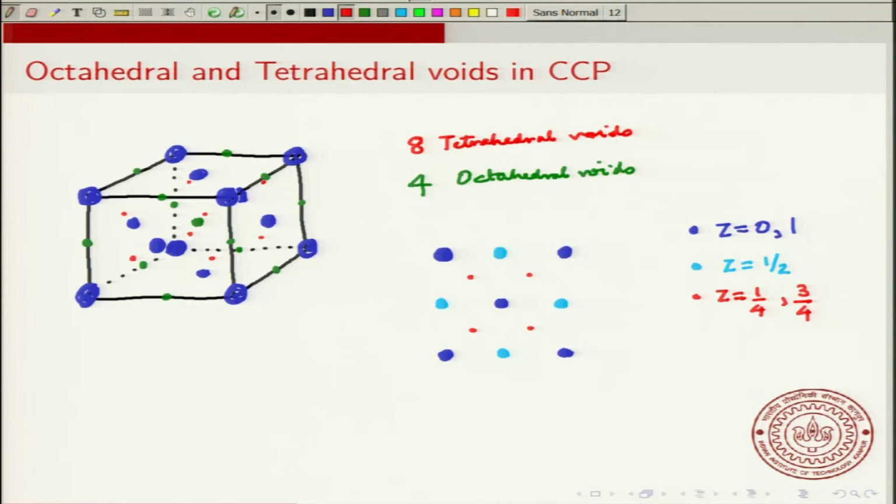The octahedral void will be located... So I'm showing one at z equal to half. Okay, z equal to half, you'll also have these edge center voids. Okay, so at z equal to half, you'll have exactly on top of these. So these are at z equal to half, and then you'll also have at z equal to 0. At z equal to 0, you can see in this figure, there are octahedral voids located at these edge centers. These are at z equal to 0.